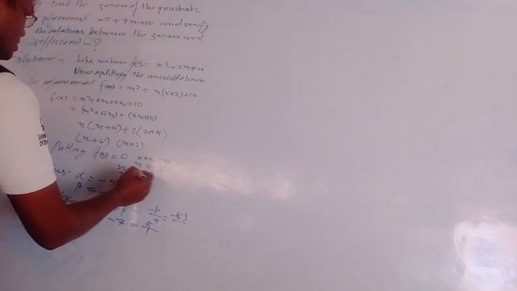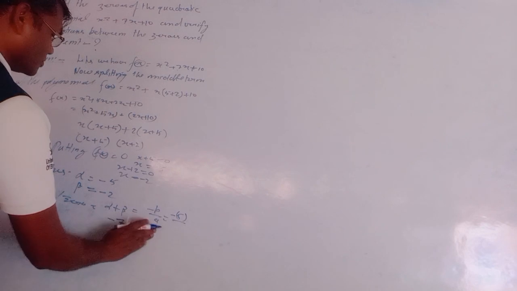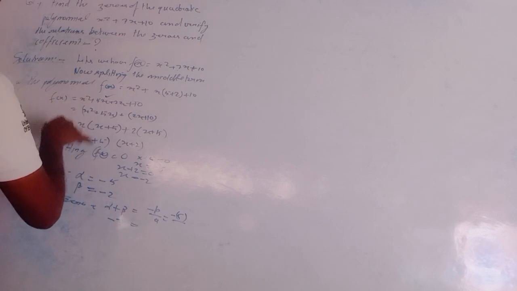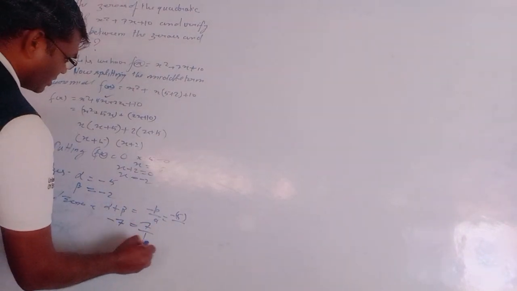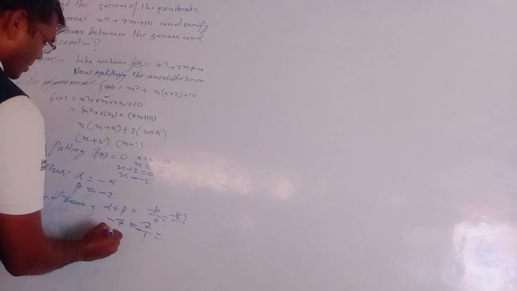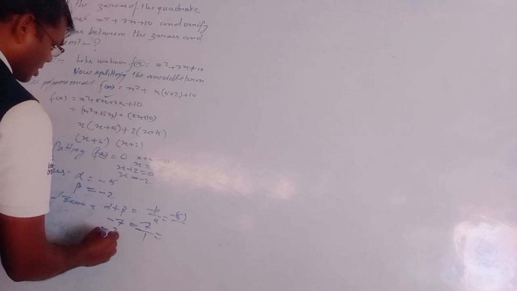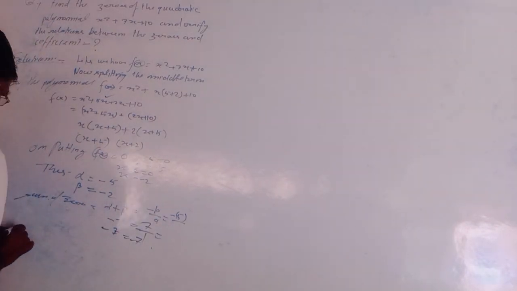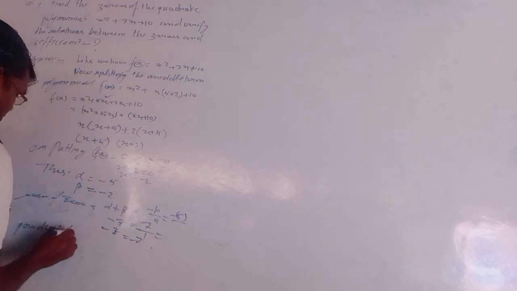So minus 7. What is the coefficient of x? In the equation ax square plus bx plus c, we have the coefficient of x square, the coefficient of x, and the constant term. So the x square coefficient is 1 and the coefficient of x is 7. Minus 7 by 1, minus 7 is equal to minus 7. So it is proved.